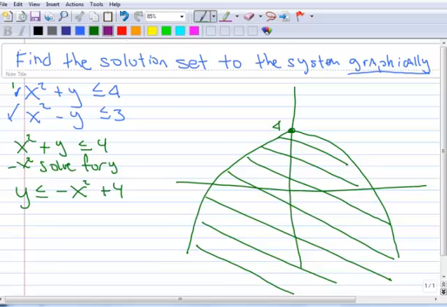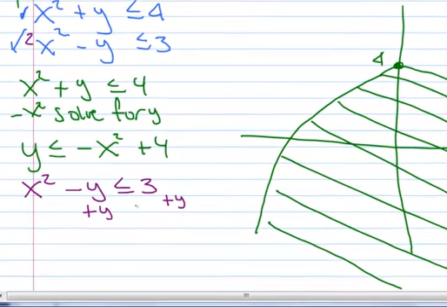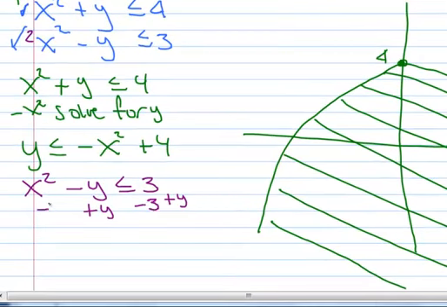All right, now let's take the second one. I'll call this equation number 2, and we'll do this one in a different color. x squared minus y is less than or equal to 3. And we want to do the same thing here. We want to solve for y. So I think I'm going to add y to each side, and then simultaneously I'm going to have to subtract 3. So now I have y is greater than or equal to x squared minus 3. There we go. See the y's on this side, so the greater than symbol's pointing to the y.